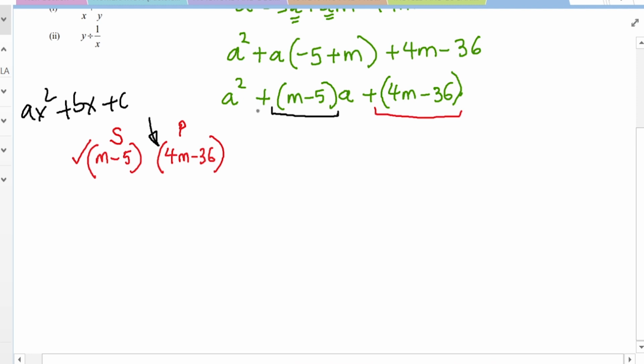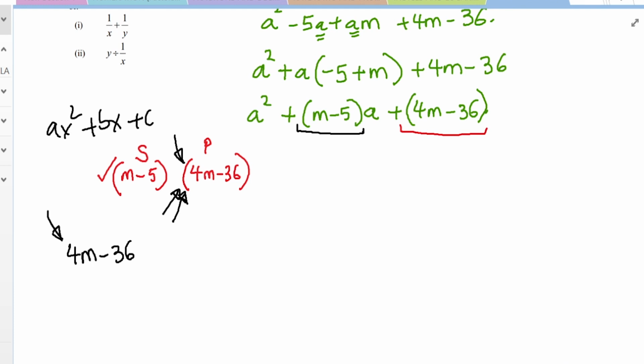We shall find those two expressions by trying to find the factors of the product, just like the way we've been doing it in our earlier sessions when we were talking about this topic in detail. So let's look at the product 4m minus 36. Let's look at what two numbers we can multiply so that the answer we get is 4m minus 36. So let's try looking for those two numbers.